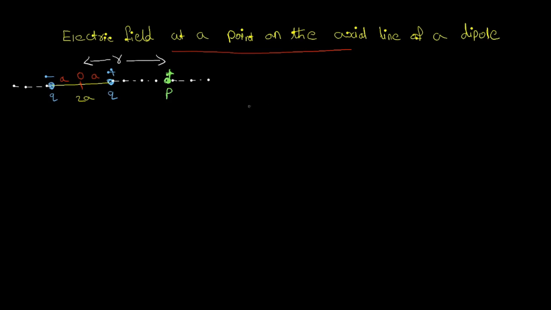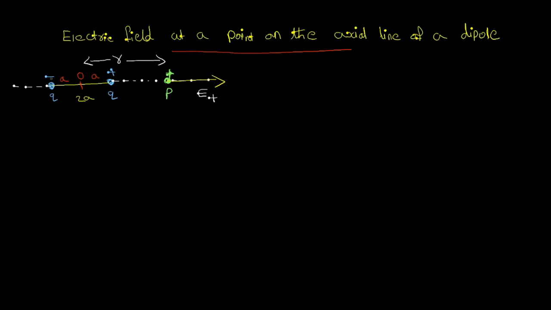At the point P, an attractive force is generated due to the negative charge Q and a repulsive force is generated due to the positive charge Q. Then two electric fields are formed there. The first one is the electric field intensity due to positive charge Q, which is in this direction because a repulsive force is generated. The electric field intensity at point P is in this direction, and that is taken as E positive.